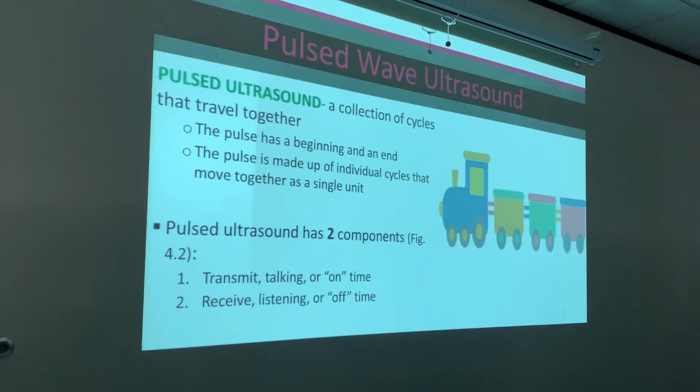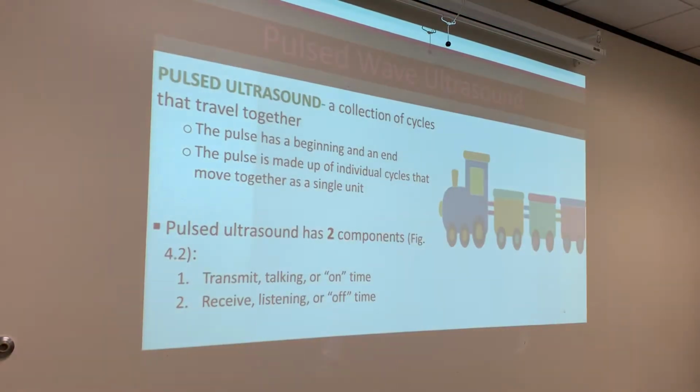All right. So, like I just said, pulse ultrasound is a collection of cycles that travel together. The pulse has a beginning and an end, and it is made up of individual cycles that move together as a single unit. So even though these are multiple cycles that create a pulse, they're still traveling together. If they travel deeper in the body, they're going to attenuate at the same rate, because it's just one single unit. Those 3 collections of pulses that I drew, 2 cycles per pulse, are all traveling together. So boom, those two cycles are traveling.